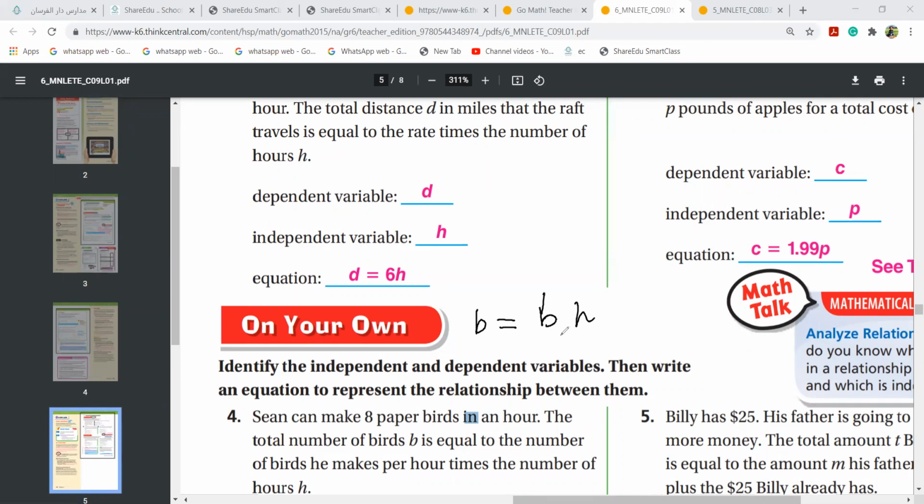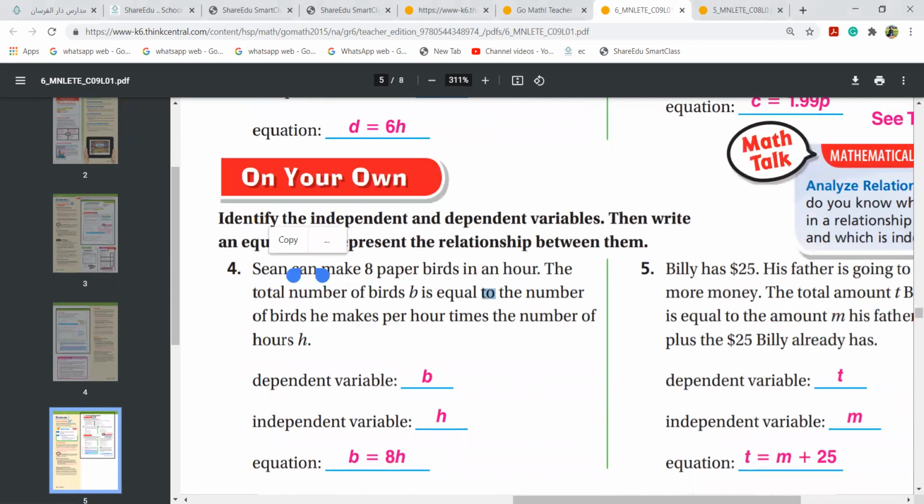So can you tell me which is dependent and which is independent? Birds are dependent or independent? 8 birds in 1 hour. So you don't know how many hours there are. So independent is hours and dependent is birds. And 8 paper birds, so it is B equals 8H.